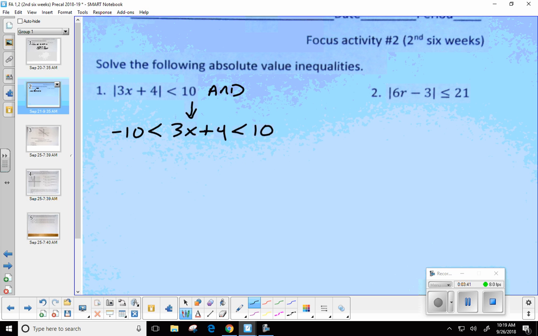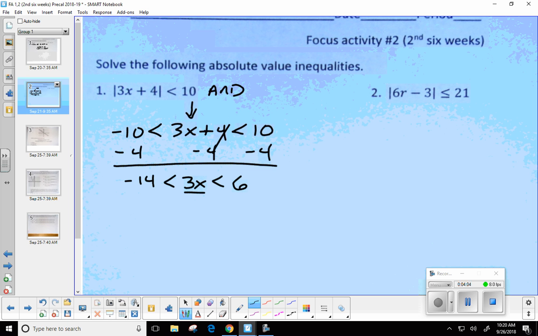Okay, so I'm going to subtract 4 from the middle, but that means I'm also going to subtract it from the right and the left. I'm just going to keep this combined for this one. Okay, so I'm going to have 3x in the middle, negative 10 minus 4, negative 14, and 6. Okay, now I want to get rid of the 3, so I will divide. So I'm going to divide by 3. So in the middle, I'm going to have the x I'm looking for. It's got to be between negative 14 thirds and 2.